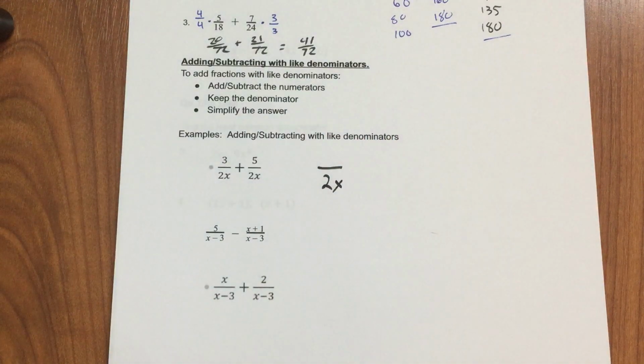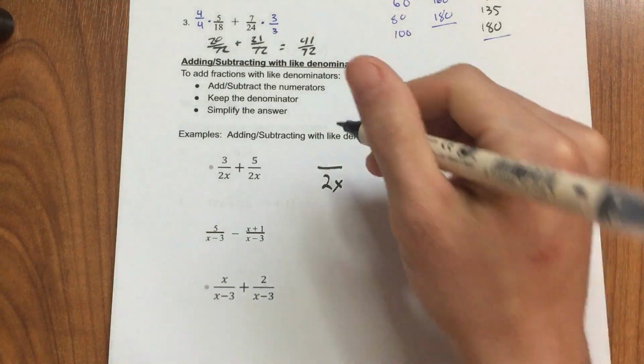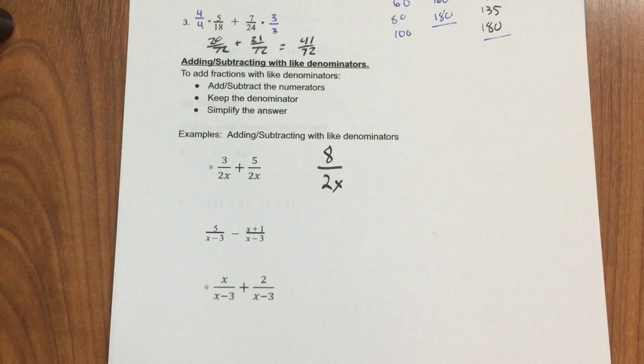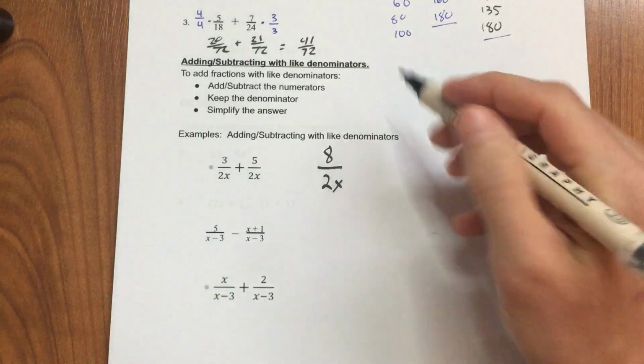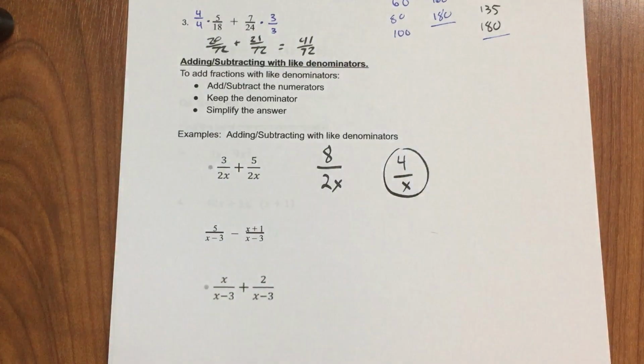So that denominator is already going to be 2x for my answer. 3 over 2x plus 5 over 2x is 8 over 2x, because 3 plus 5 is 8. Now, we want to simplify if possible. In this case, we can. 8 over 2 does simplify to 4. So if we can simplify, we'll simplify. Not every single problem will be able to be simplified.